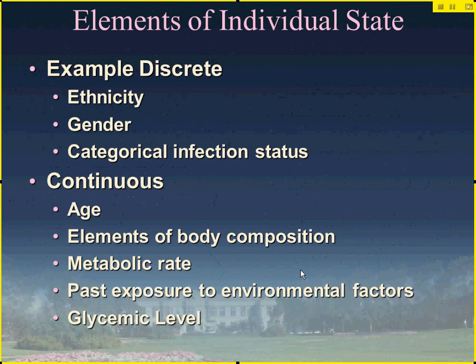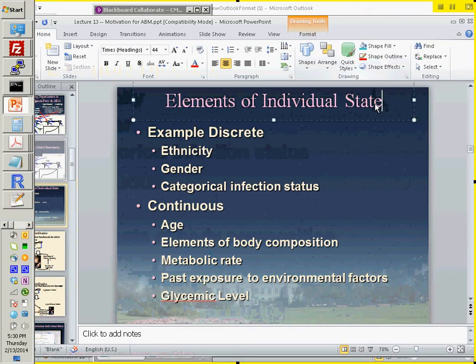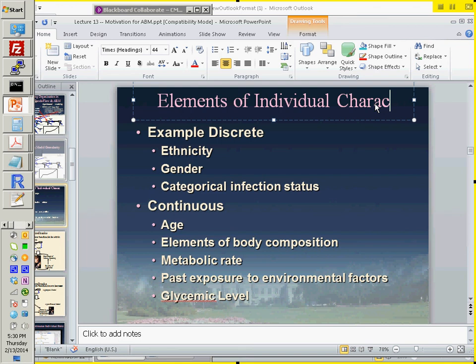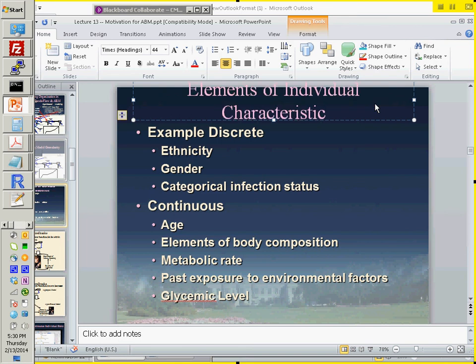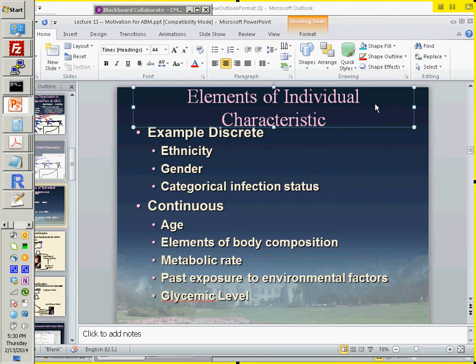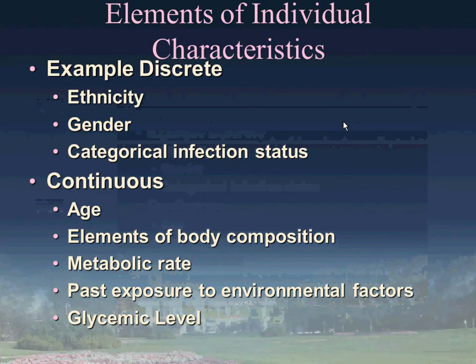So what sort of elements would be part of individual state? Well, discrete elements. This would be state or properties. It's actually individual characteristics, because not all of these are truly changing aspects of state here. Characteristics. Sorry. So, for example, at the discrete level, we might have ethnicity, gender, etc. At a continuous level, we may have things, as I noted, age, the amount of body fat in the body, metabolic rate, past exposure to environmental factors, any number of different things.